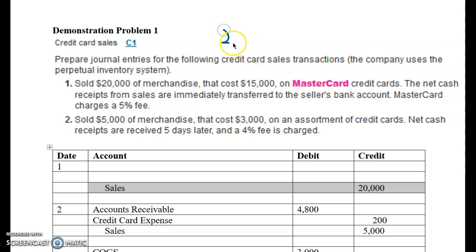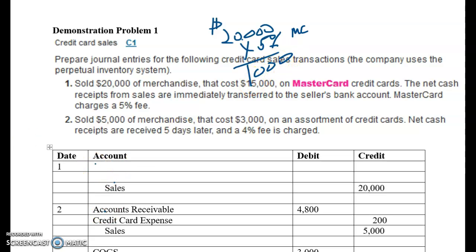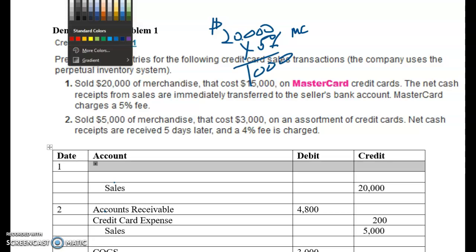All right, so $20,000 is a sales transaction. And those people at MasterCard, they're keeping 5%. Well, 5% of 20,000 is $1,000, right? So that means I'm going to get to keep $19,000.